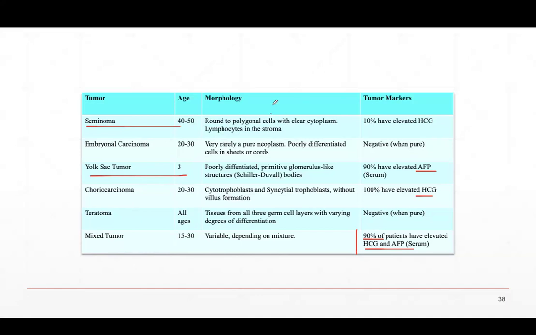And of all of these morphological features, I think this one would probably be the most important, followed by the yolk sac tumor with the Schiller-Duval bodies. Tamam? So in your review, make sure you go through all of these and you make sure you look at what Schiller-Duval bodies look like, and the gross finding of a seminoma.